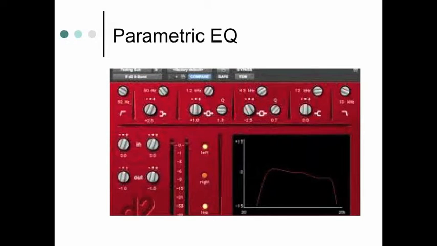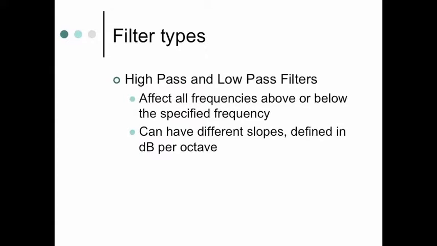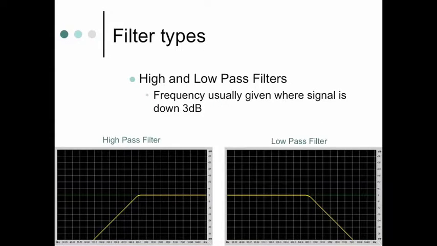So we've got shelving on the high end and the low end, high end, low end, right? And we've got peaking. And then there's another kind of thing that this parametric EQ encompasses, which is filters, as we talked about before. Most books call it a different type of EQ, but I consider it all part of a parametric EQ. And the filter types are the high pass and low pass, and they affect all frequencies above and below specified frequencies, and they can have different slopes defined by decibels per octave.